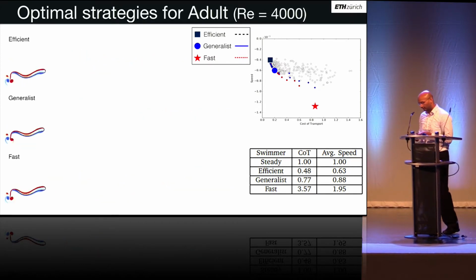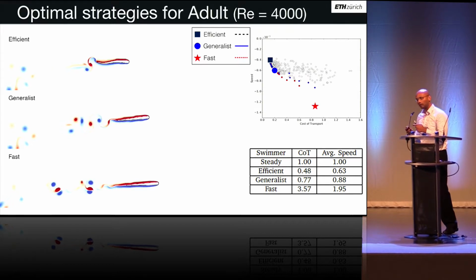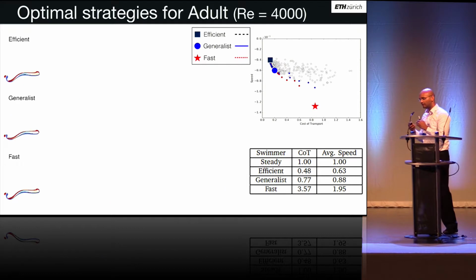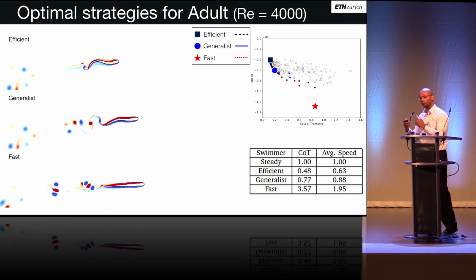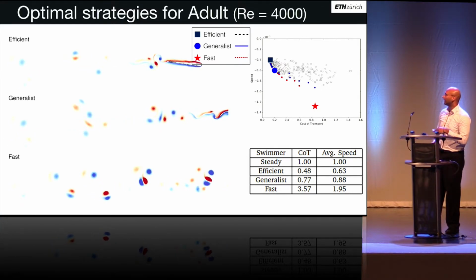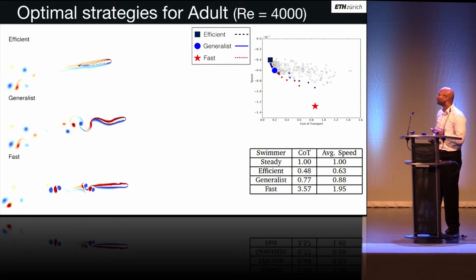And if you think about it, it makes sense, because when you are a larva, the viscous effects are very, very high. So every time you stop beating your tail, the drag is so immense that you will slow down quite a bit. So there's no way that a coasting strategy would work for a fast larva. Okay?